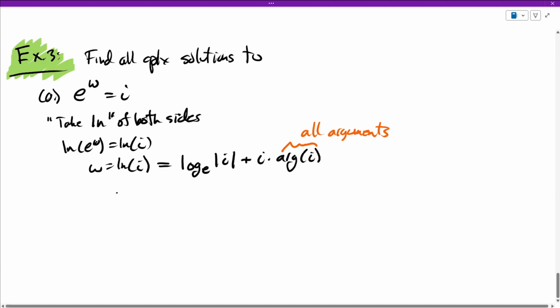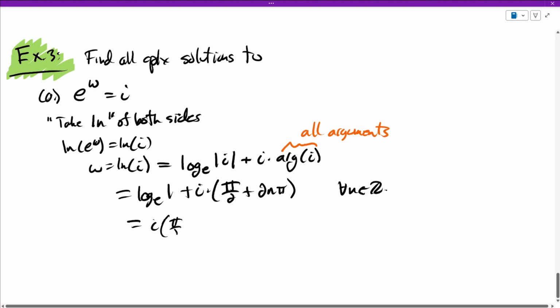Now, the modulus of the imaginary number i is 1, and the arguments of i are pi halves plus any even multiple of pi, for all n in the integers. Log base anything of 1 is 0, so we get i times pi halves plus 2n pi for all n in the integers.